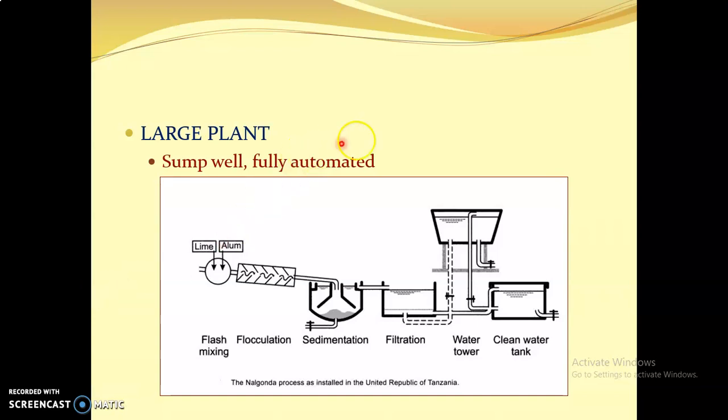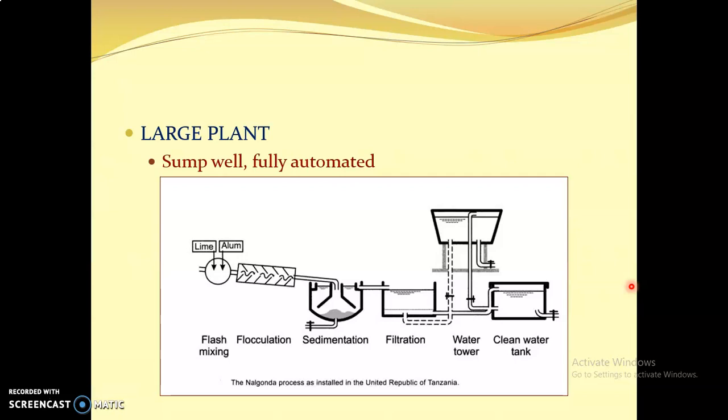Now for a larger community, probably when you talk about a village, you cannot go for this manual mixing. You have a fully automated system wherein lime and alum are mixed with water directly. It goes to a tank where flocculation and sedimentation take place. The sediments are separated. Then it goes to a tank where there is filtration. Once the filtered water is there, it is disinfected, and then the clean water is drawn. So this is a completely mechanized plant where you don't require manual stirring. Everything is done automatically. This is the large plant that is required for a larger population.